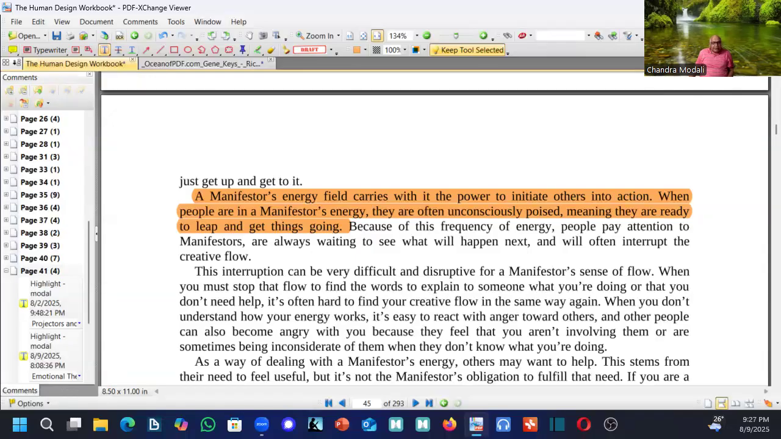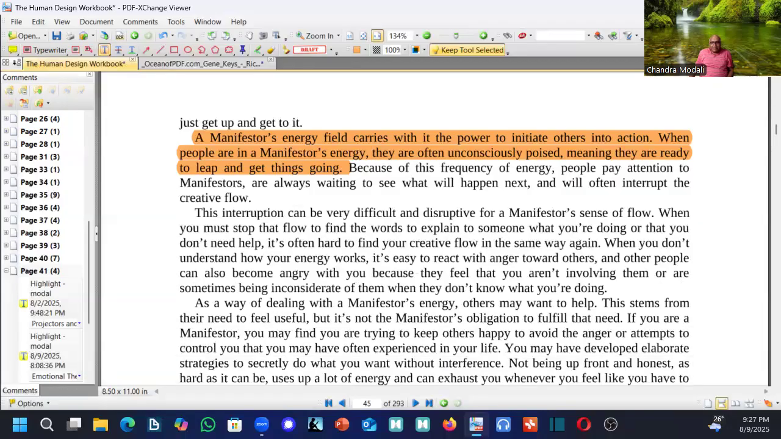When you don't understand how your energy works, it's easy to react with anger towards others, and other people can also become angry with you because they feel that you aren't involving them, or are sometimes being inconsiderate of them when they don't know what you are doing. See how the world sees them, how they see themselves, is captured in this very well. So let's go further.